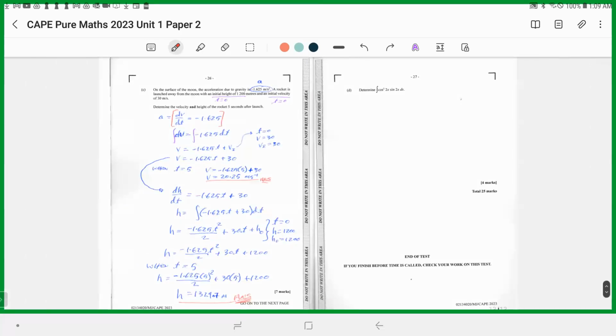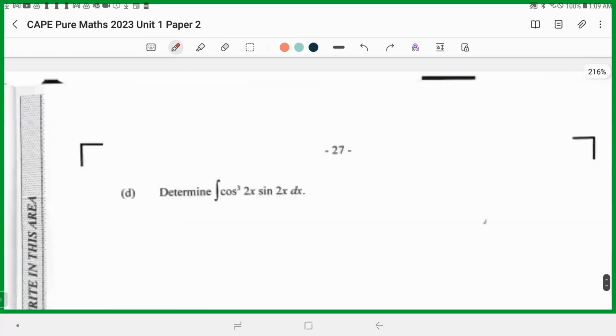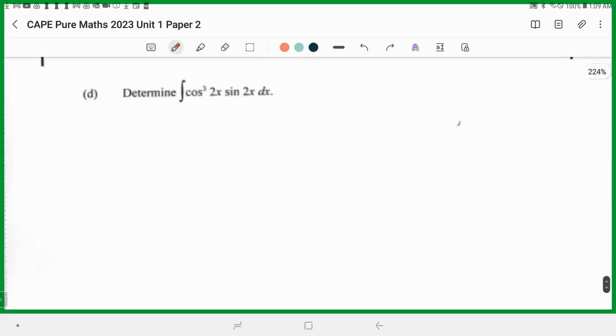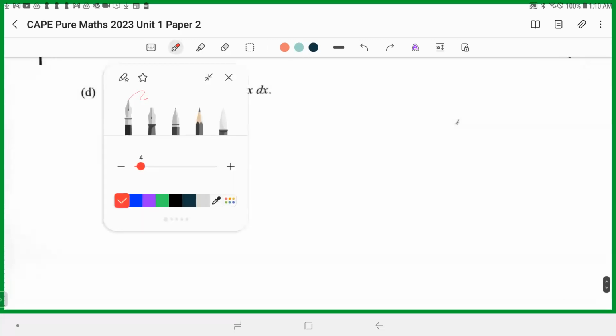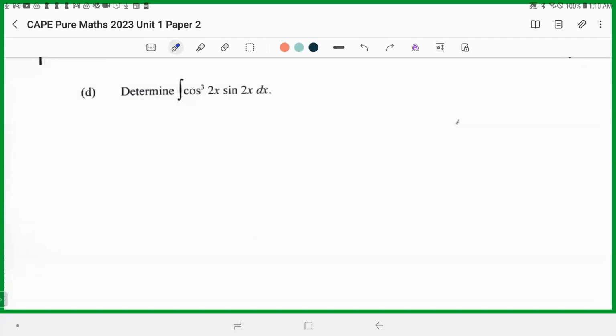Then we come to this final one over here to finish off this paper. It's the 2023 paper. Nice and easy. To integrate this, you have to use substitution. You're going to write it like this: it becomes equal to the integral of cos 2x all cubed and sine 2x dx.